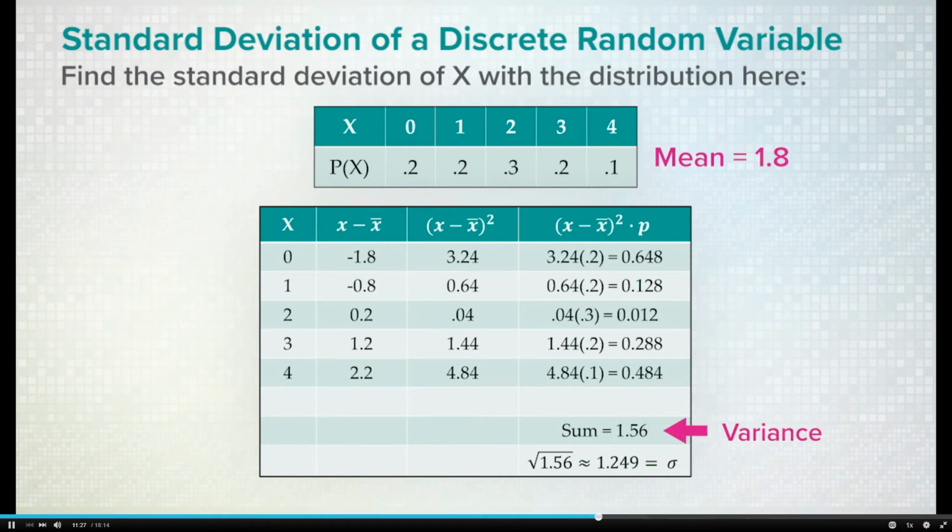In order to get my standard deviation, I have to do one more step, which is square root that number. In this case, we take the square root of 1.56 to get approximately 1.249. And that's the standard deviation of this random variable x.